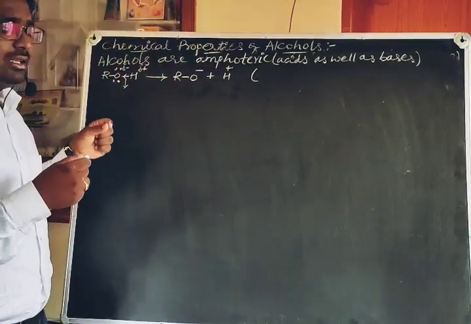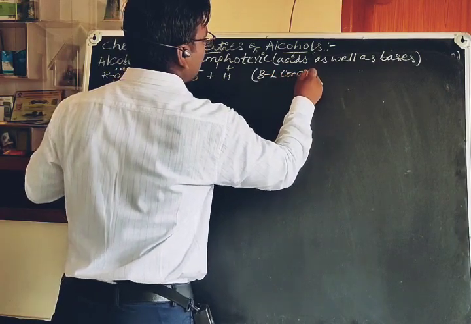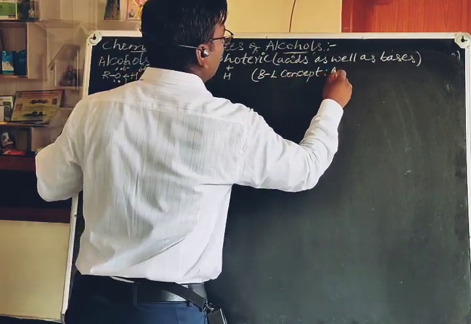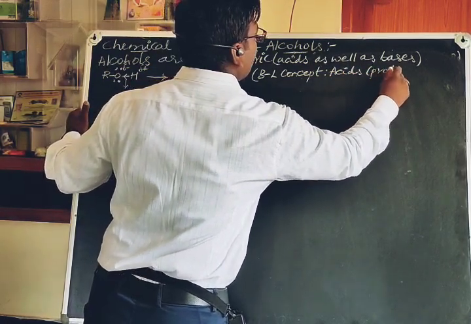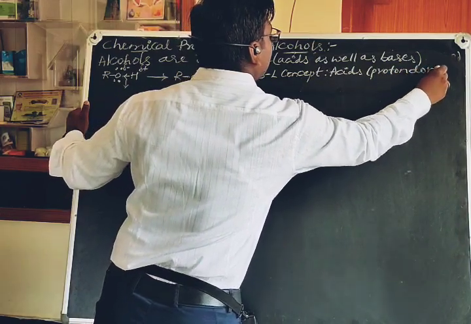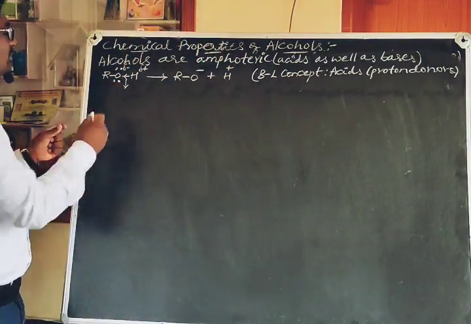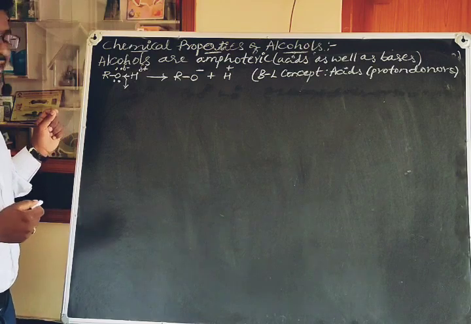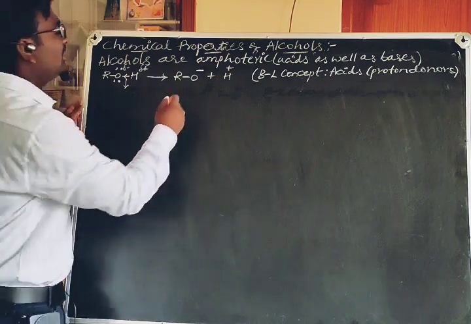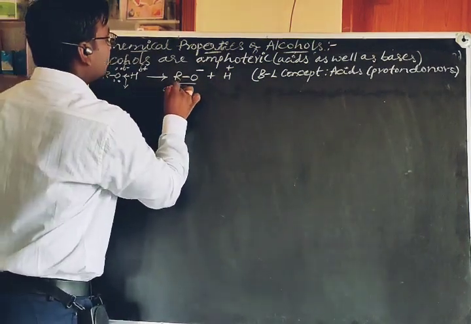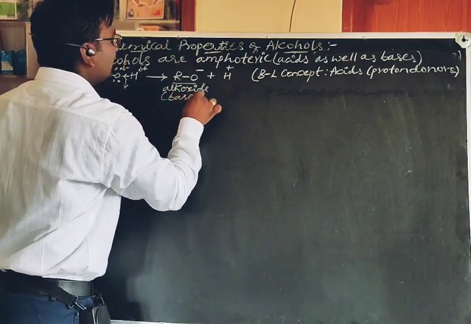According to the Bronsted-Lowry concept, acids are proton donors. Here the alcohol, due to the electronegativity difference between the oxygen and the hydrogen, has polarity and donates the H plus ion, leaving RO minus, which is called the alkoxide ion. Keep in mind that it is a base.